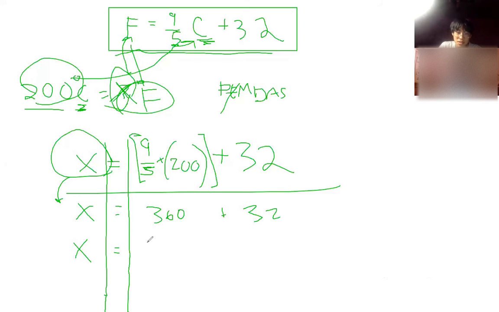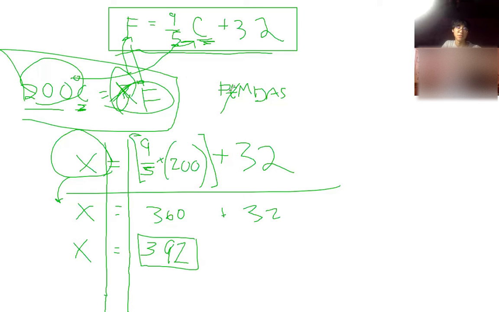392 is 392. Yeah. So that means, in the context of your problem here, sorry, this is getting really messy, but that basically just means that 200 degrees Celsius is equal to 392 degrees Fahrenheit.